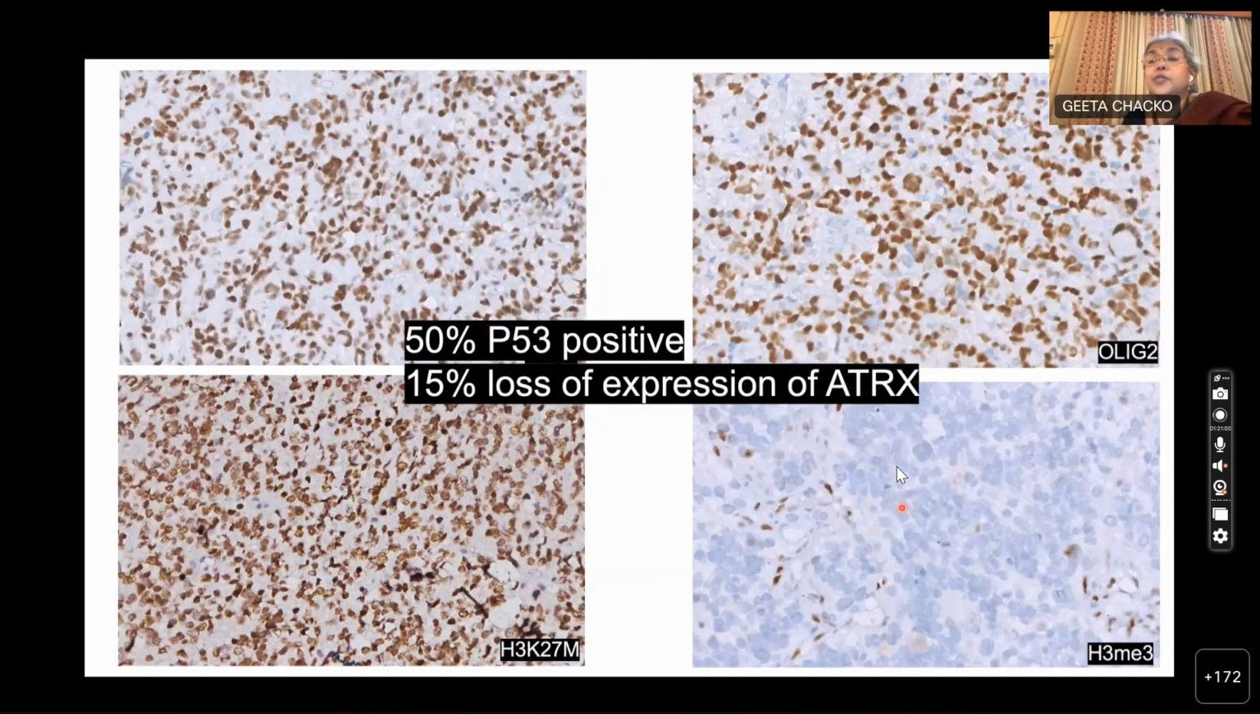Someone says unable to see slides. Is that true? No, ma'am, it is visible. I think it must be a connectivity error from there.